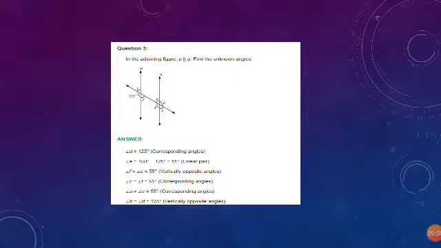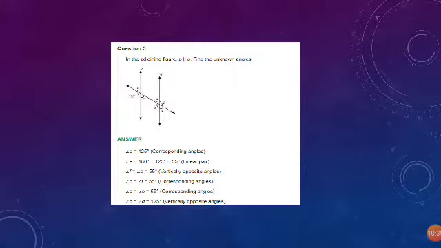Next, what are corresponding angles? Corresponding angles mean F-shaped angles. They are the same, equal angles. Next is the Z-shaped angle. Z-shaped angles mean alternate interior angles. That is a transversal angle. Transversal angles mean corresponding angles and alternate interior angles.